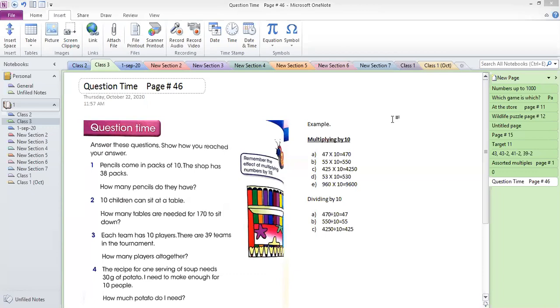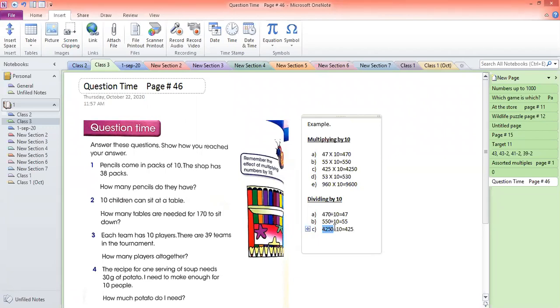Yes, you did not understand. You did not understand what? Multiplying by 10 or dividing by 10? Dividing by 10. Guys, for all of you, I'm repeating. Whenever you are dividing by 10, what you have to do, look at this. This is 4250, right?